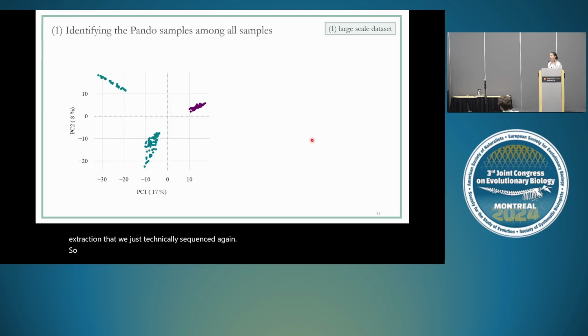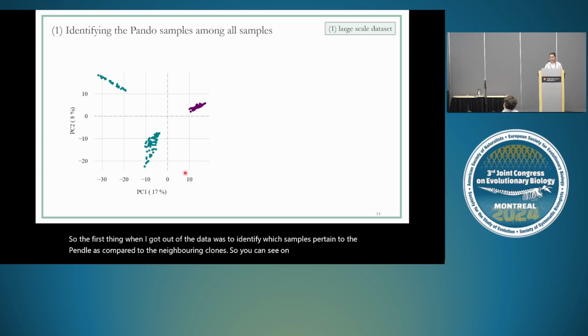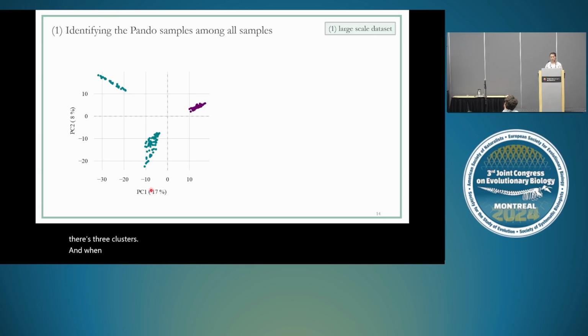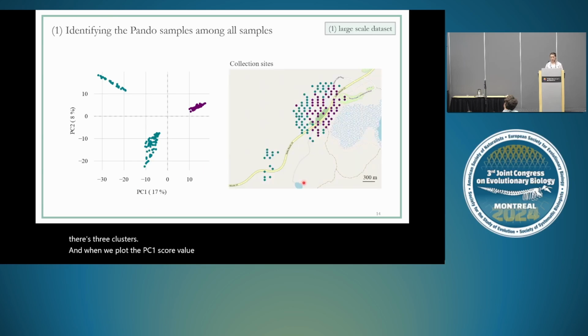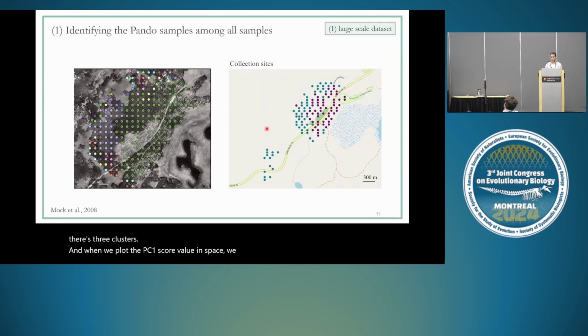So the first thing when I got all of the data was to identify which samples pertain to the Pando as compared to the neighboring clones. You can see on this ordination plot that there are 3 clusters. And when we plot the PC1 score value in space, we recapitulated the Pando samples. And so we were able to confirm this with the previously published paper that defined the boundaries of the Pando clone with microsatellite data.